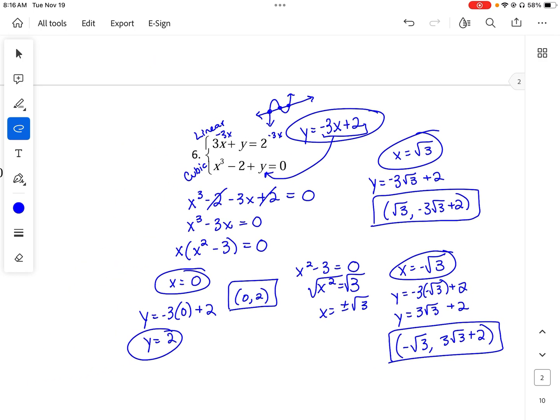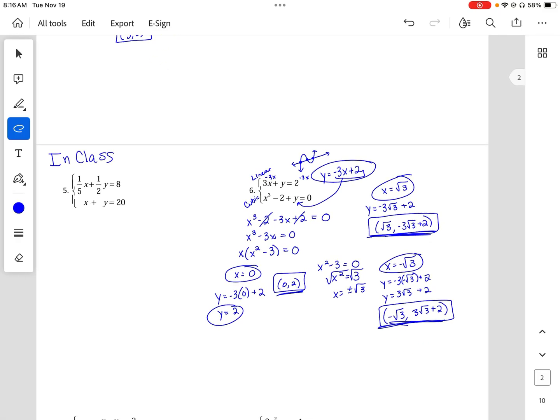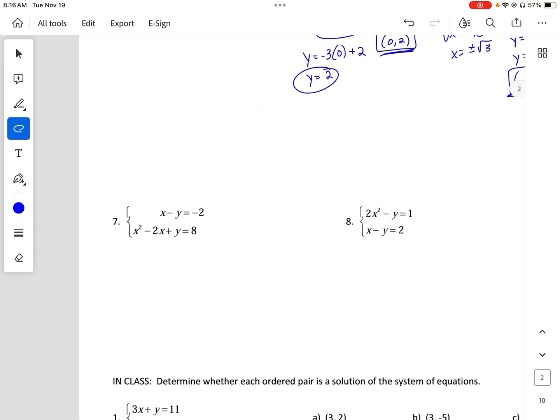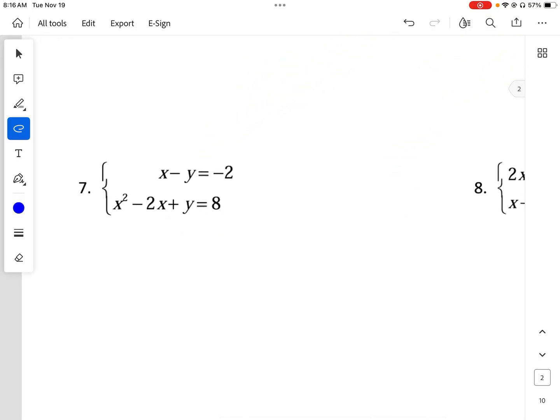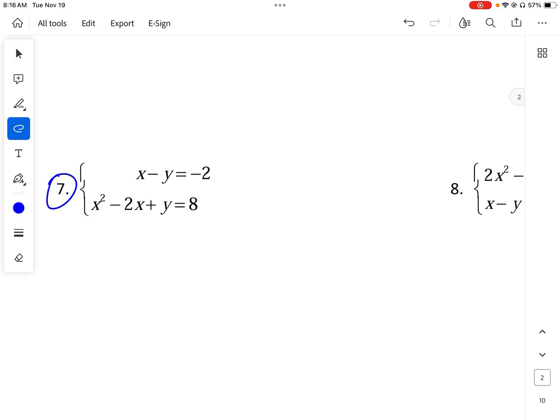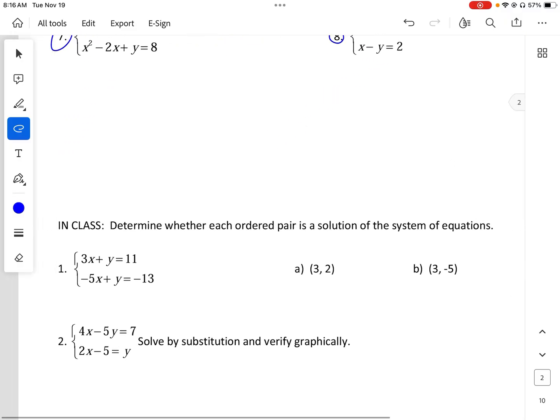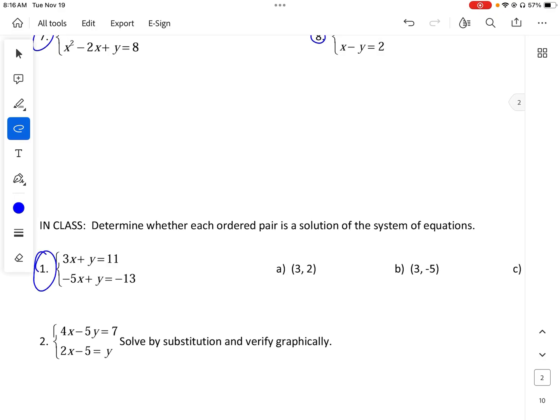Okay, so we actually have 3 solutions. Here, here, and here. Okay. And we're going to save 7 and 8 for in class also. And then we have 1 and 2 down there. Actually, instead of this being in class, I want you to do this one and answer it on your own.